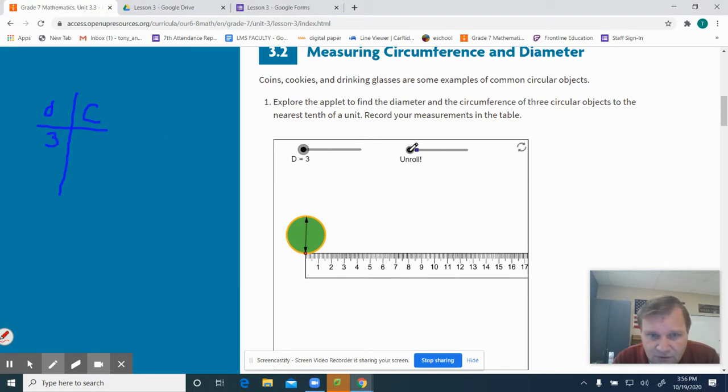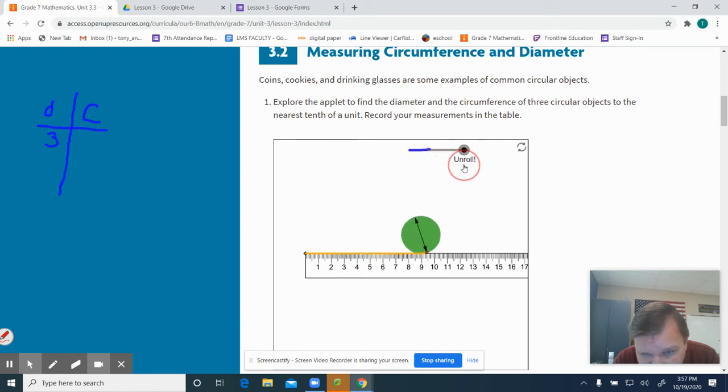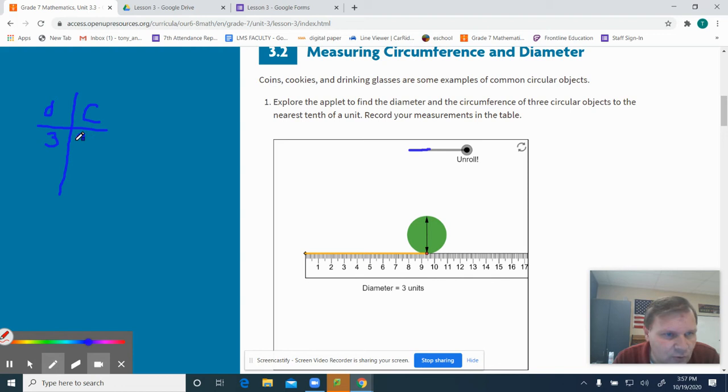Okay. So if I unroll that, we can see that when that dot lands, it's going to land right at about 9.5 units. All right, so I'm going to put 9.5, and this is a centimeter ruler, but we're just going to call it units like it does here.